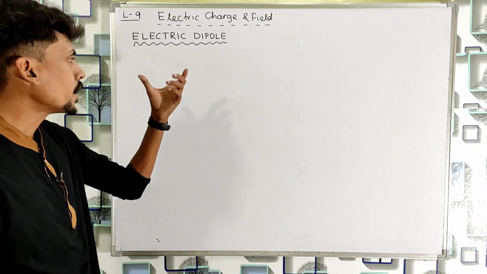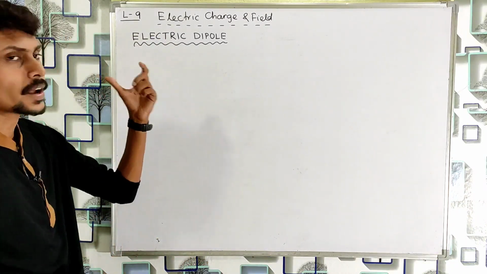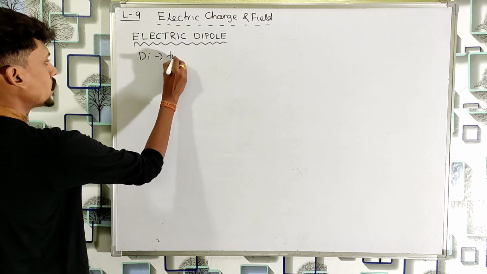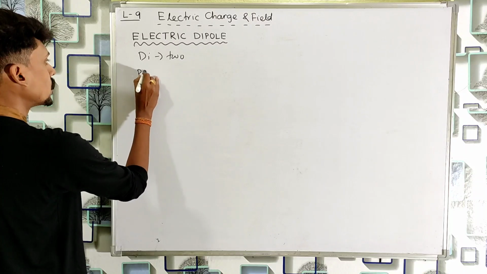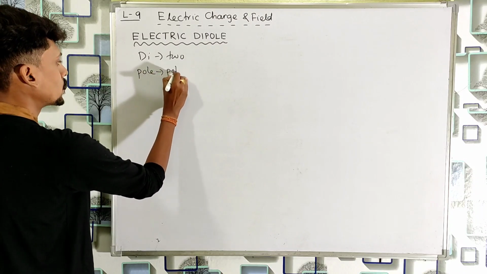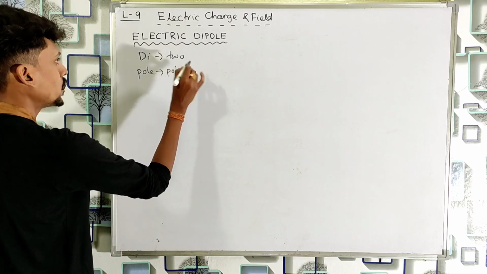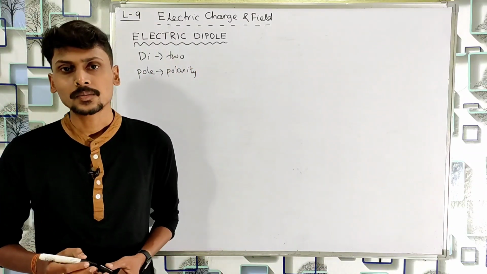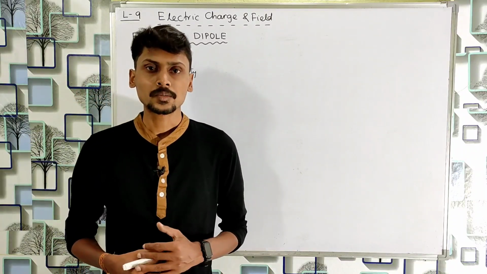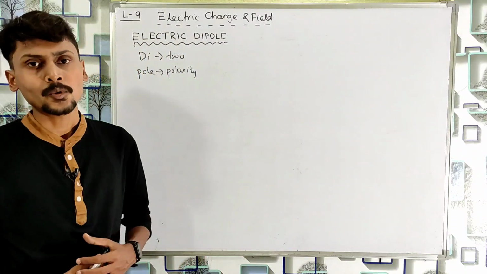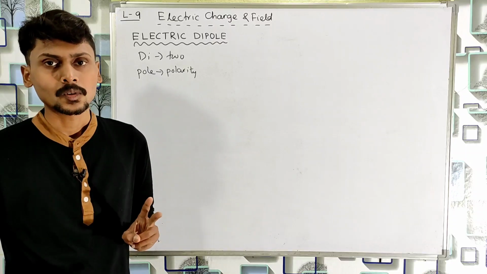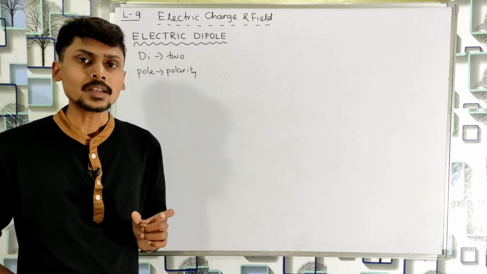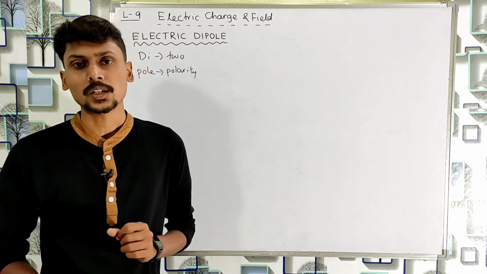Look at the name of the term electric dipole. Di means two, and pole refers to the polarity of charge. We know that we have two types of charges, positive and negative charge. So in an electric dipole, we have two charges. One is positive, the other one is negative. And there should be some distance between the two charges.